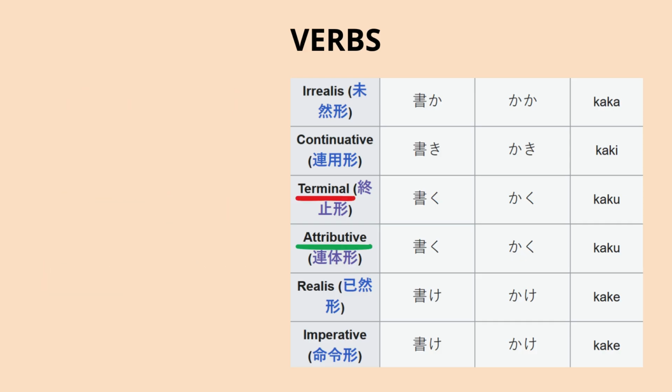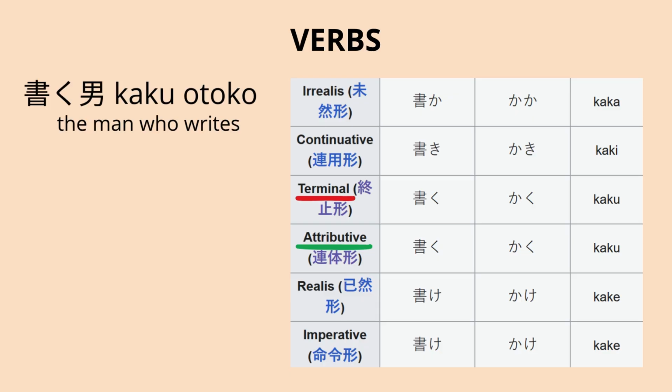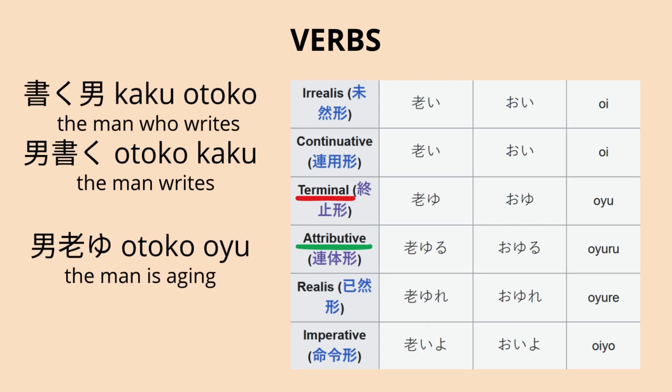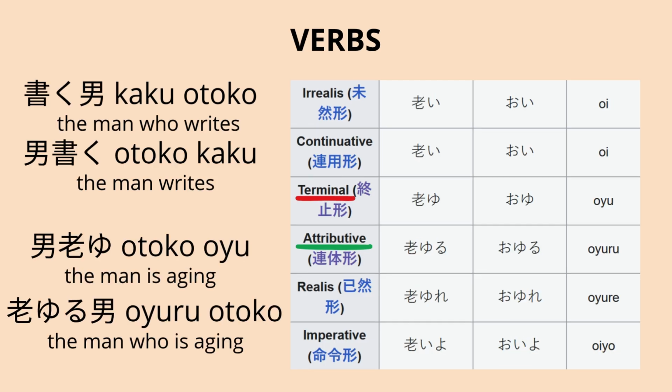One crucial distinction was between the terminal form, shushike, used to end a sentence, and the attributive form, rentaike, used when the verb modified the noun that followed it. These forms were often similar. Kaku otoko, the man who writes. Otoko kaku, the man writes. But for some verbs they differed, like otoko oyu, the man is aging, but oyuru otoko, the man who is aging.